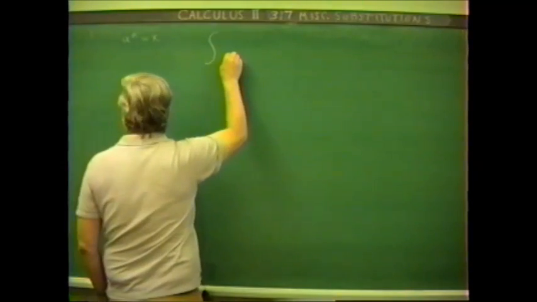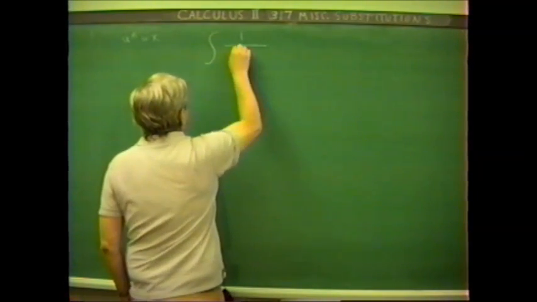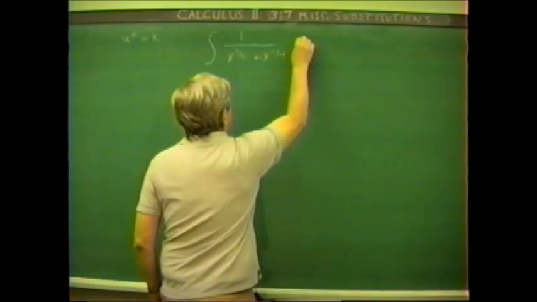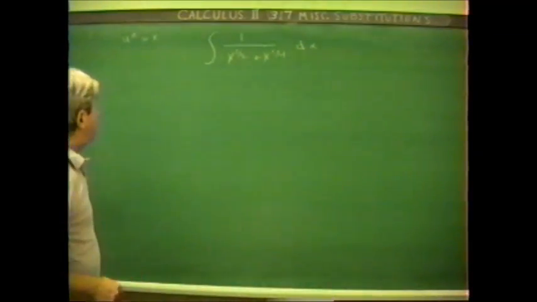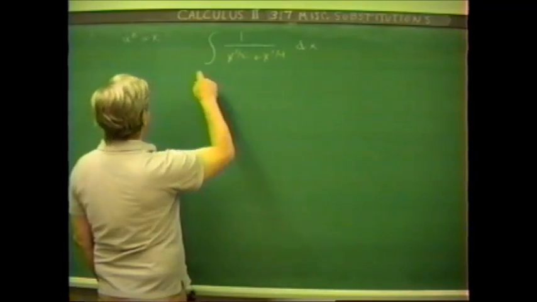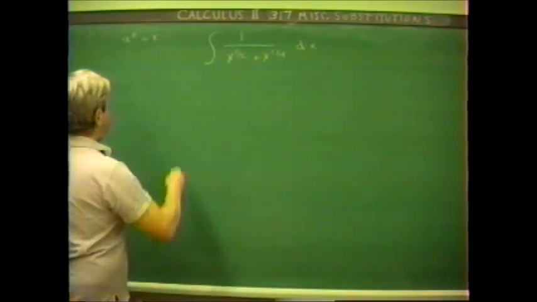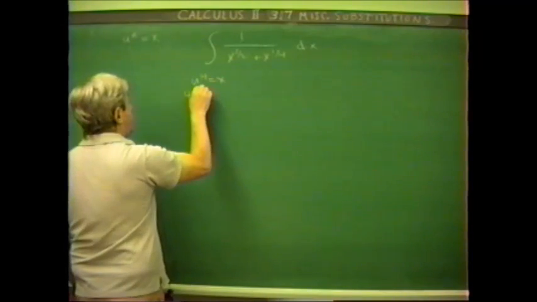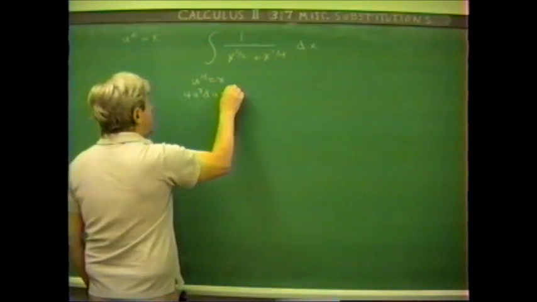Another miscellaneous substitution that sometimes works is something that looks like u to the n equals x. So that, for example, if you have something like 1 over x to the 1/2 plus x to the 1/4 dx. Right? Well, here we've got a 1/2 and a 1/4. If we had a 1/3 in here too, we'd let u to the 12th equal x, but here u to the 4th equals x. And then 4u cubed du is dx.